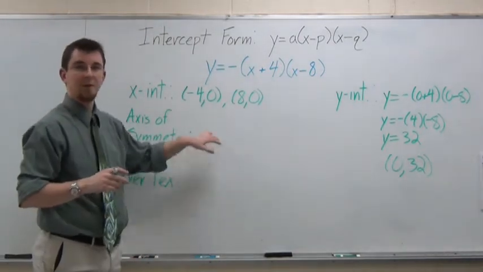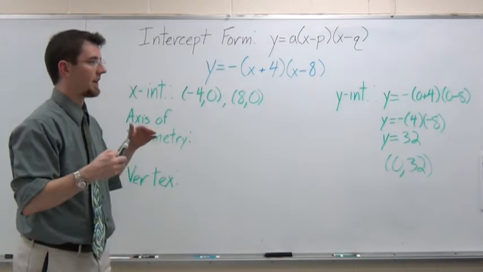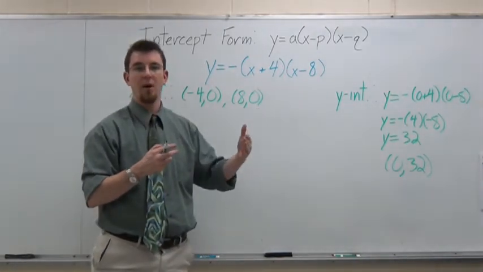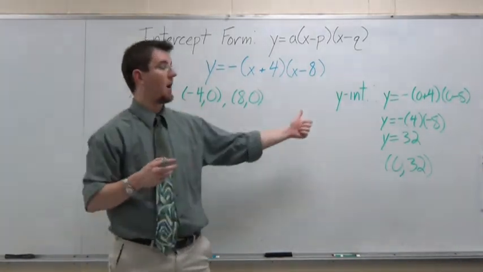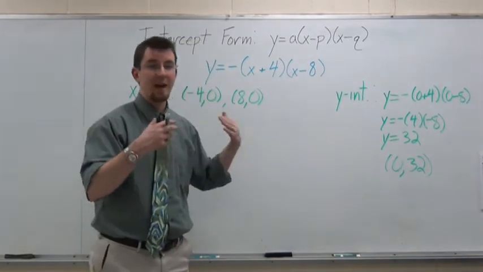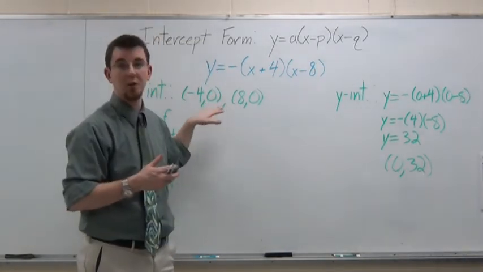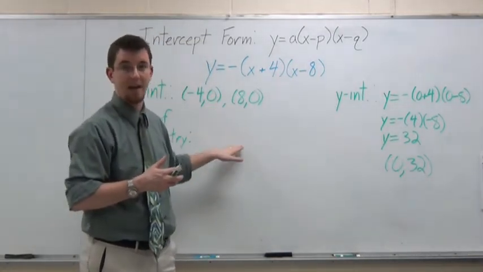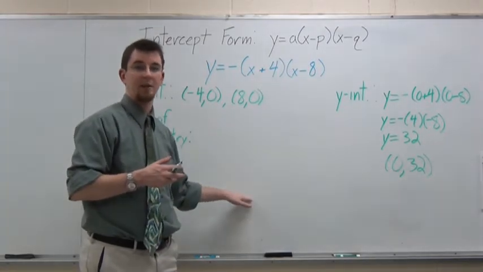Now the last thing we have to do is the axis of symmetry. And you'll notice that compared to the other two forms where I did the x-intercept and y-intercept last, this one you actually do have to do that first, because we're going to use the x-intercepts to be able to find the axis of symmetry and then the vertex.